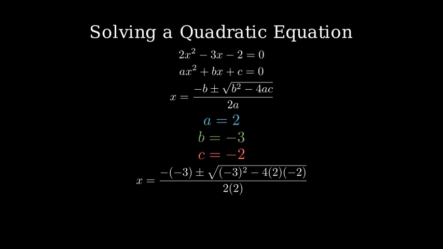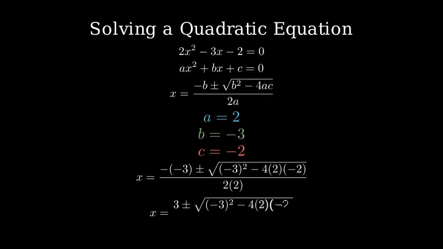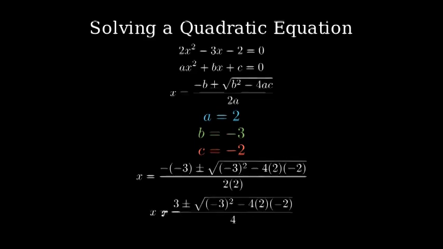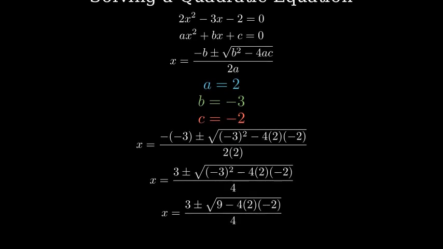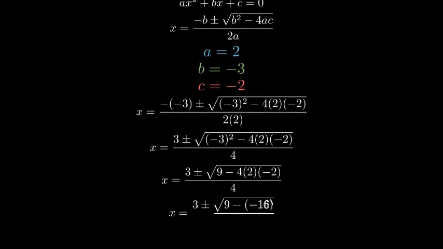Let's simplify this step by step. First, negative of negative 3 becomes positive 3. Next, let's simplify what's under the square root. Negative 3 squared is 9, and 4 times 2 times negative 2 is negative 16. 9 minus negative 16 is 9 plus 16, which is 25. The square root of 25 is 5.